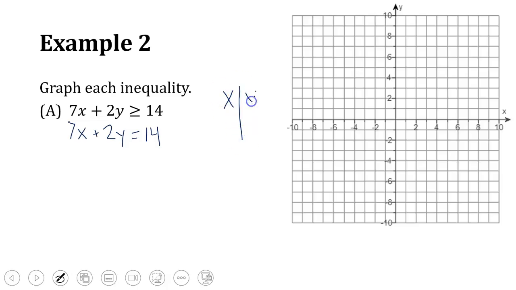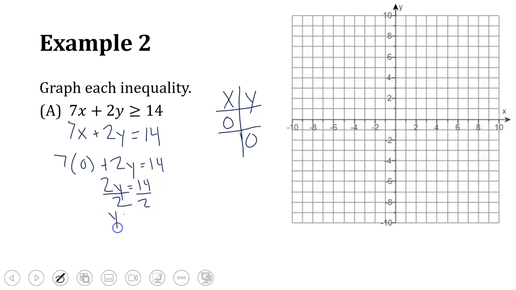So make a table for x and y and put a 0 for x, a 0 for y, and plug it in. So we're going to use our equal sign equation, and instead of x, we're going to plug in 0 and solve for y. So instead of x, I have 7 times 0 plus 2y equals 14. So 2y equals 14, divide by 2 on both sides, y equals 7. So this is my y-intercept. Y equals 7. So this is 0, 7.